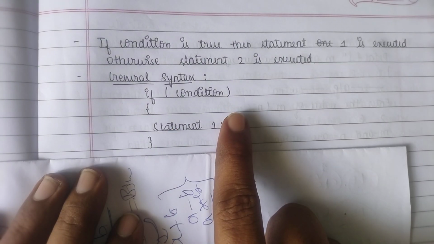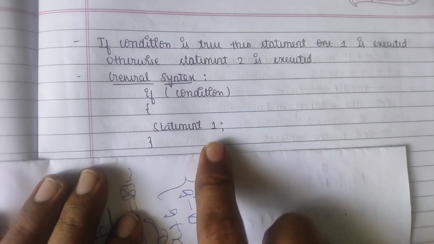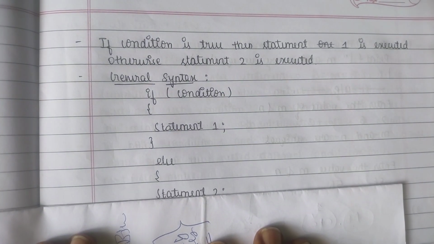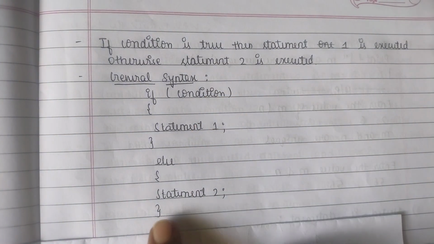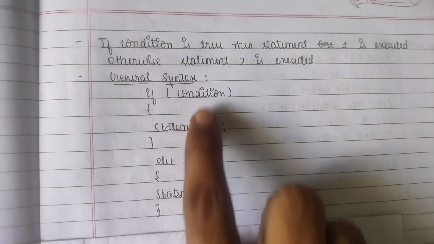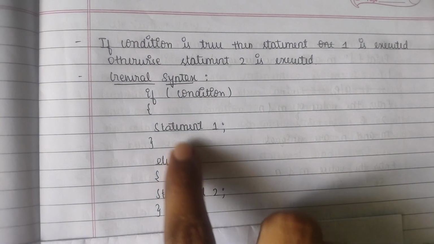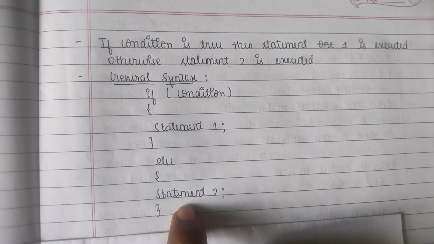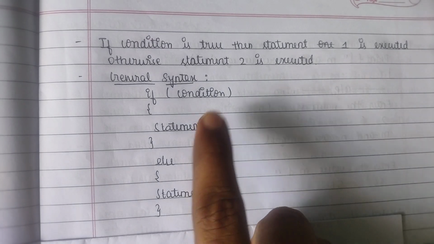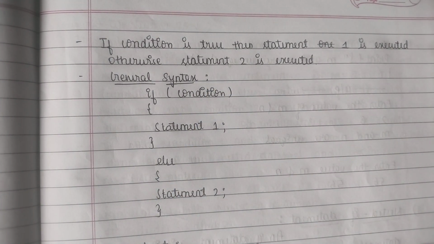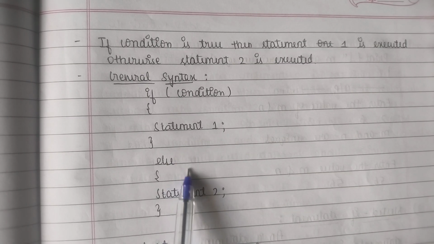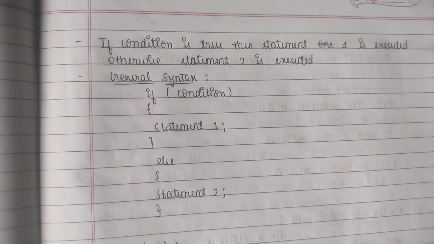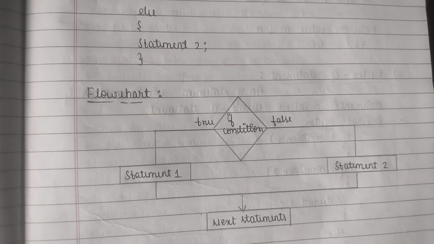Then the else part. If the condition is true, it executes statement 1, else it comes to the else. If the condition is false, then it executes statement 2, means it executes the else part. There is no else part in the if, right? Only one part, that is the condition part. Here the else part is there. If the condition is not satisfied, if the condition is false, then it executes the else part, that is statement 2.